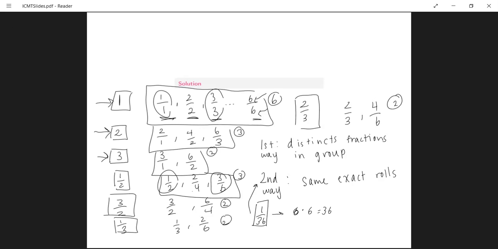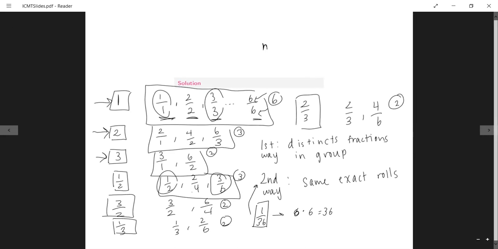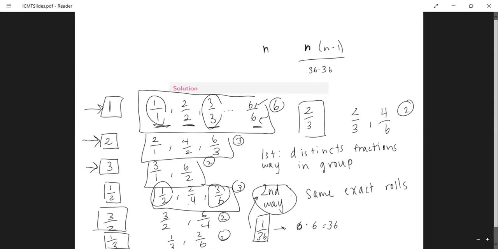So basically, let's say that, just to generalize, there's n fractions in a certain group. Then Reese can get any n of those fractions, but then Kevin can only get n minus 1 of them since they have to be distinct. Because if they got the same rolls, that's already counted in this second case. And then we divide that by 36 times 36 because each of Reese and Kevin have 36 possible pairs of dice. So this would be the probability of getting distinct fractions in a group of size n.